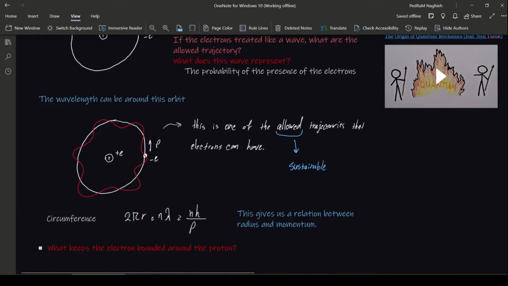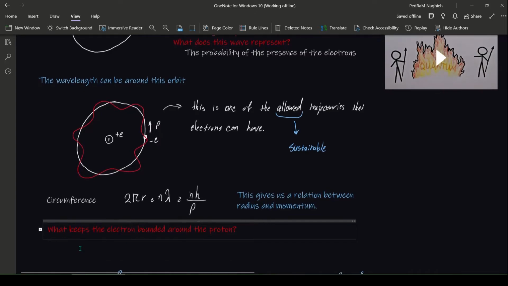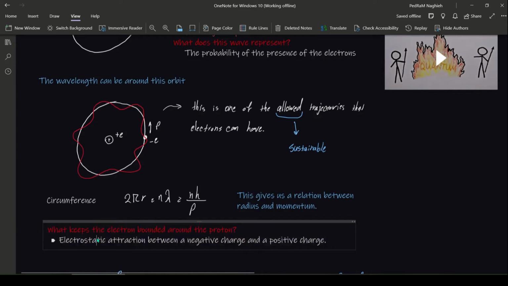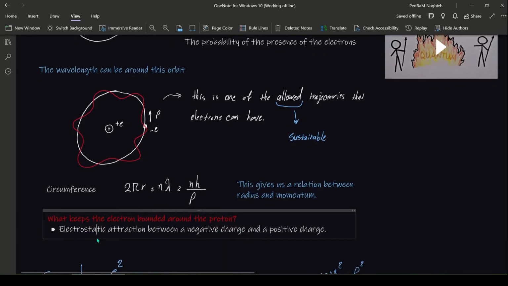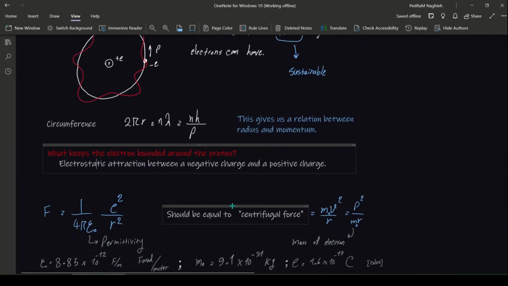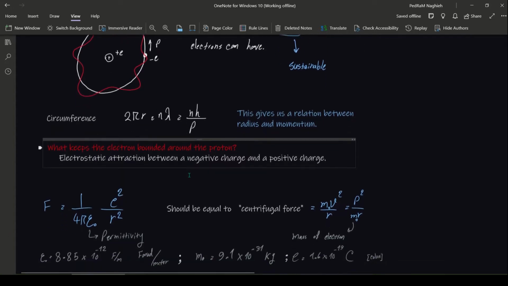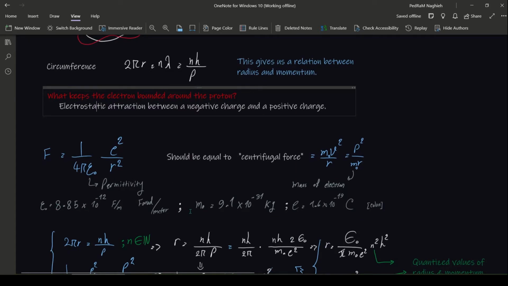So we have circumferences, which can be calculated from this equation. This is a relation between the radius and momentum, what keeps the electrons bound to the proton. This is the electrostatic attraction between the negative charge and the positive charge. So we have this electrostatic attraction and some centrifugal force, which is calculated like that, and some F and the circumference. By these we can calculate, and we also have all the constants here.